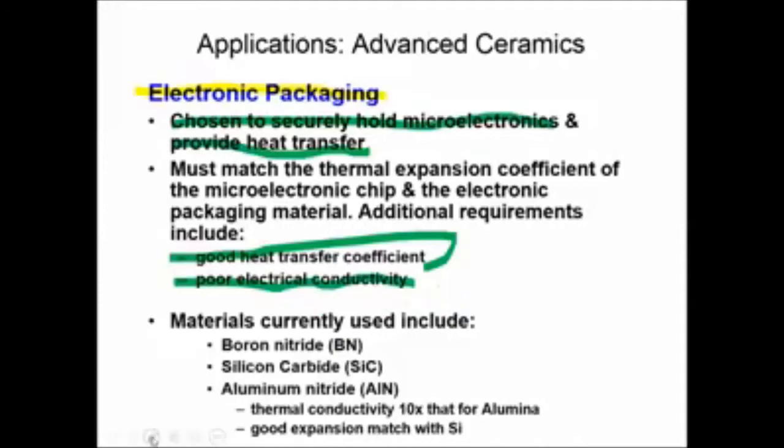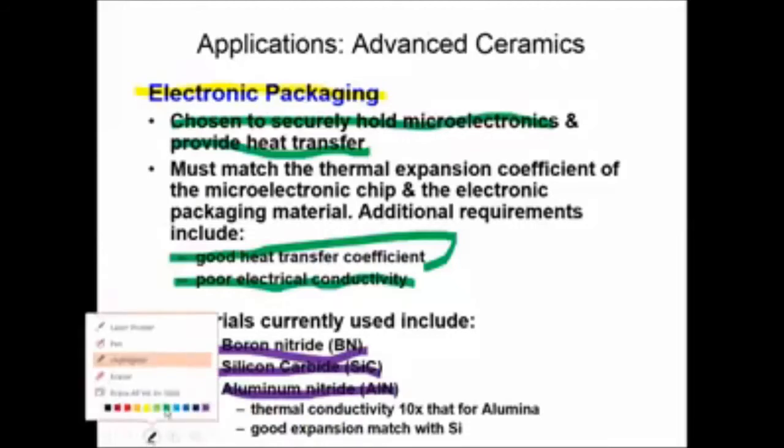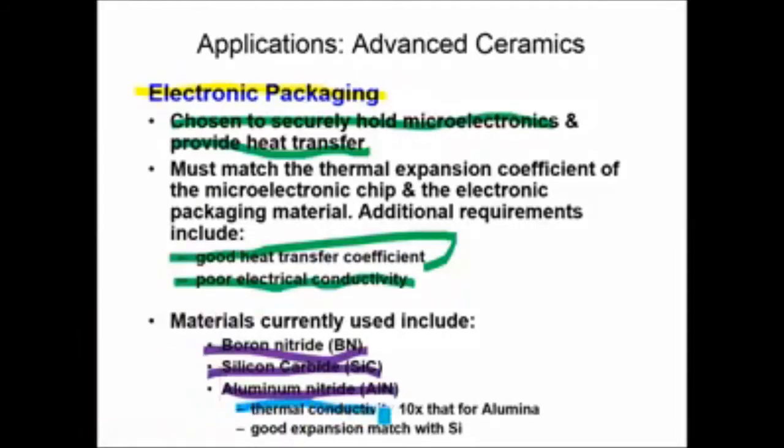They will use boron nitride, silicon carbide, and aluminum nitride. These three are used because of their thermal conductivity, which is 10 times that of aluminum, and they are a good expansion match with silicon. That's it. Those are 3 applications of advanced ceramics.